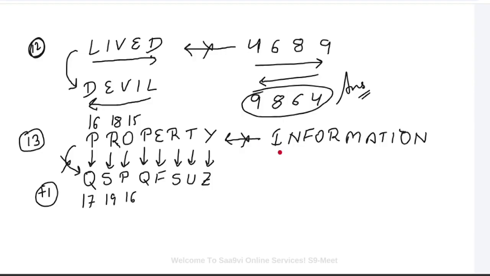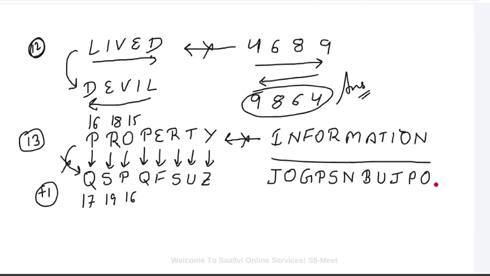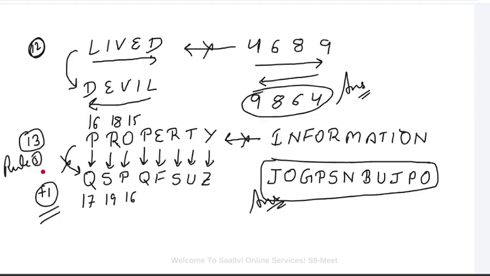So if I have to write the answer for information, I'll write I. After that we get J. After N we get O. After F we get G. After O we get P. After R we get S. After M we get N. After A we get B. After T we get U. JPOGSNBUJPO, this is the answer I am going to get. So they were just plus 1. That's the rule number 3 I have, where we take help of our numbers, which we just started.